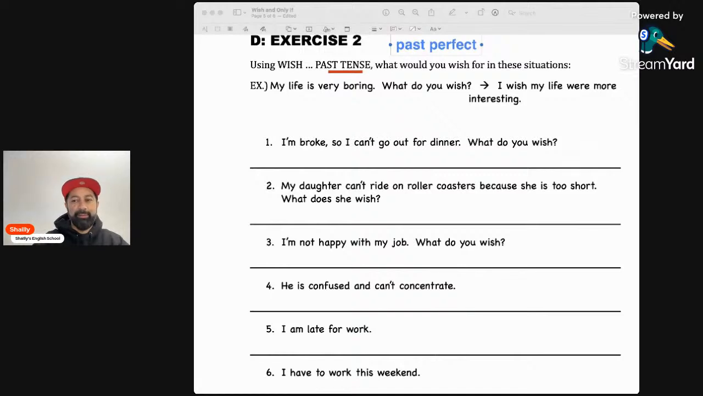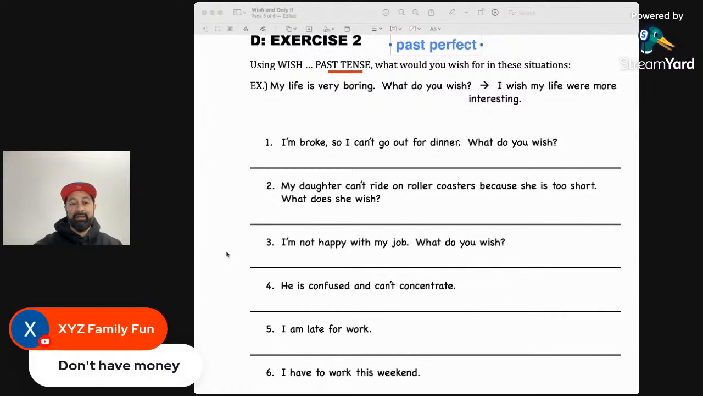So what's the opposite? What does broke mean? Broke doesn't mean broken. What does broke mean? Broke means you have no money, or very, very little money. So in this situation, I'm broke, I can't go out for dinner. What do you wish? Don't have money. Perfect, XYZ.